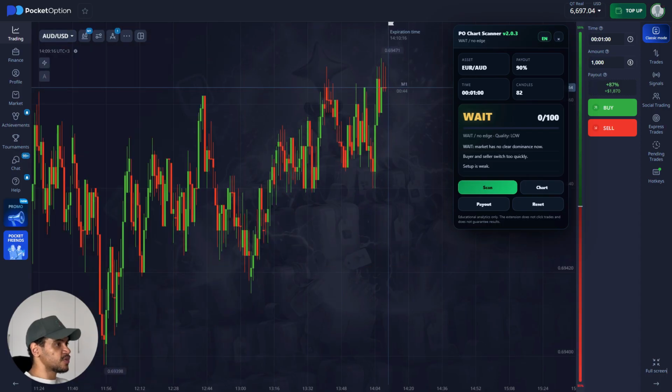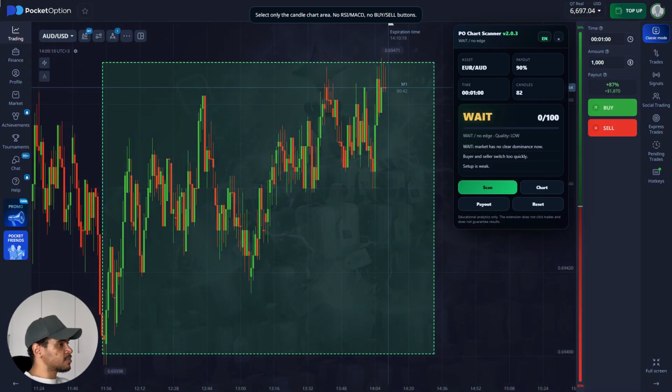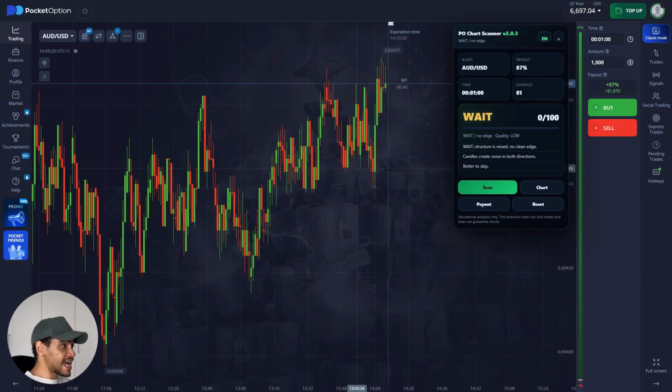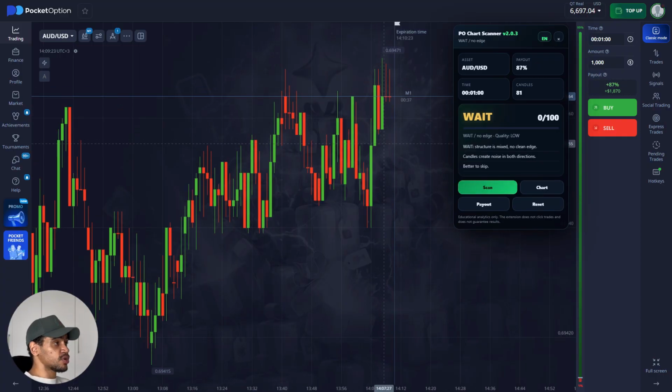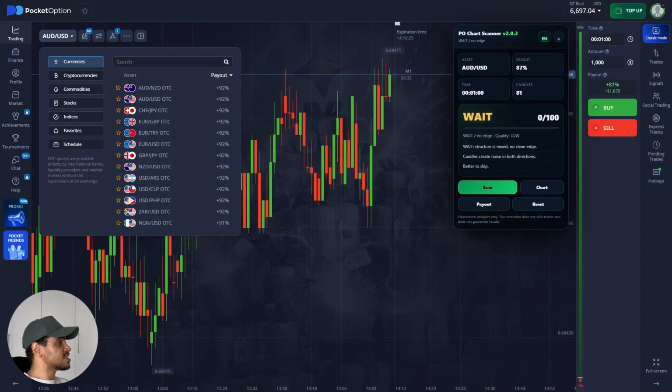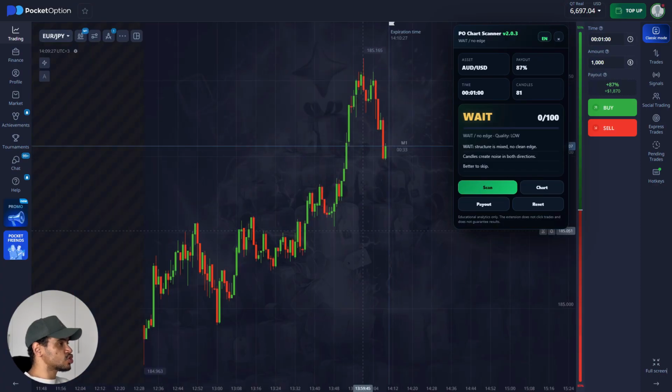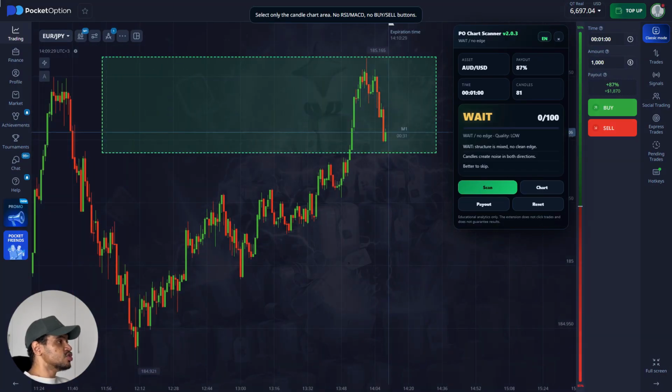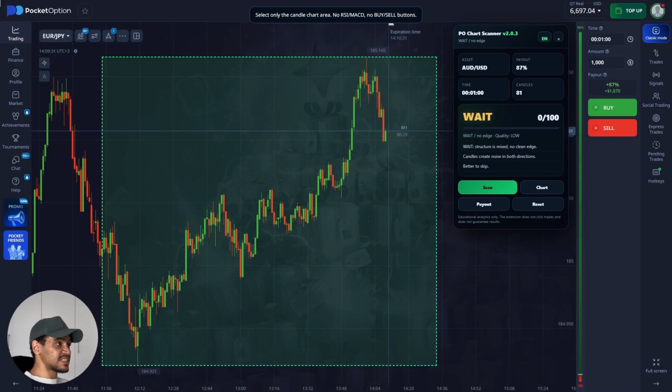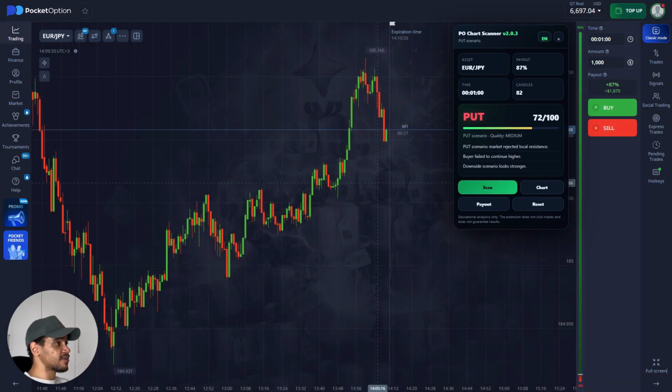So we go to a different one. This doesn't look great. I'm not sure we're going to get a signal here. Exactly. This doesn't look good. So the tool also sees that and gives us a wait signal. This is why this tool is so good. You actually have some sort of money management for yourself.